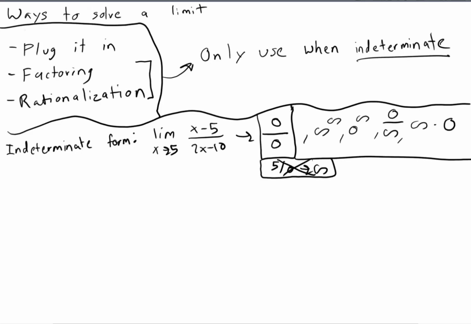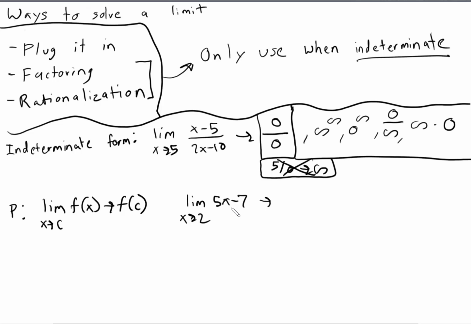So we'll start off by going over these three methods. The first one, plug it in, we'll just call that P. That's our most basic limit solving form. If you have a limit as x approaches c of some function, you just plug that c value in and you get f of c. What's an example of this? Let's say you have the limit as x approaches 2 of 5x minus 7. You just plug in 2 for x and you get 5 times 2 is 10, 10 minus 7 is 3. So that's very, very basic.